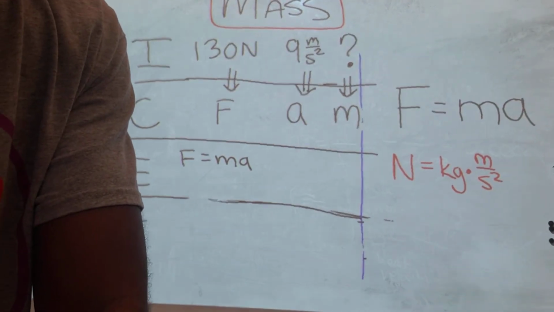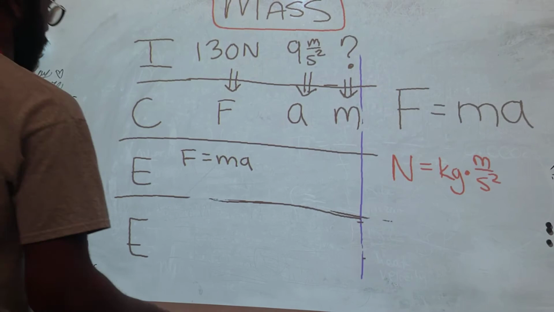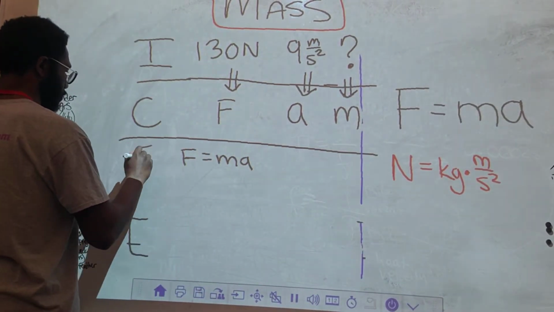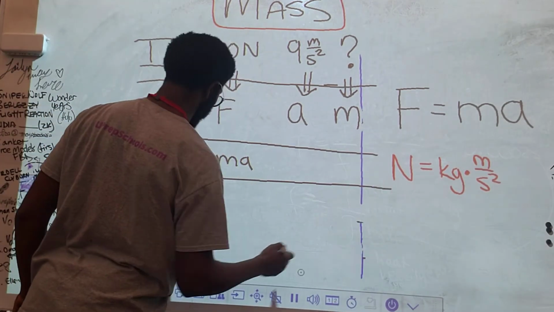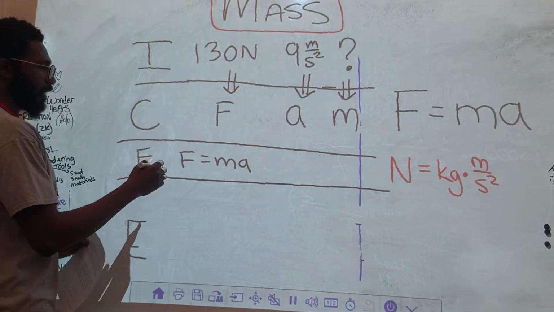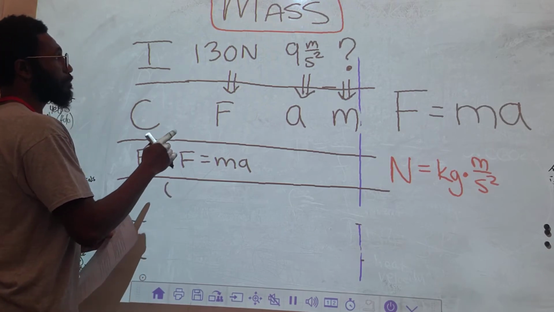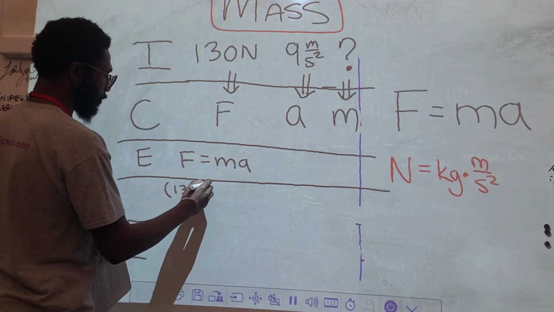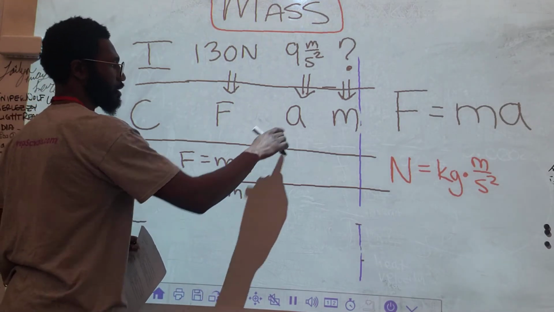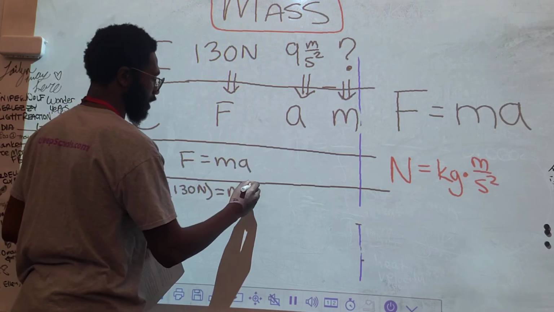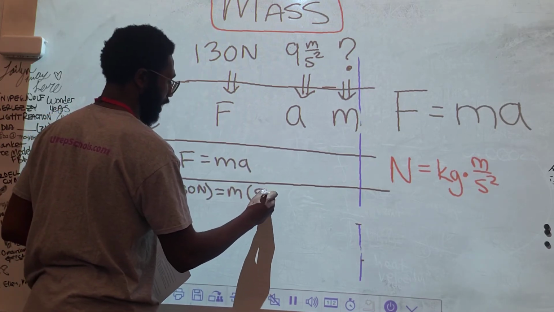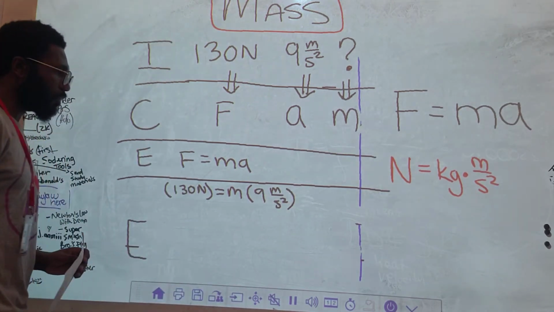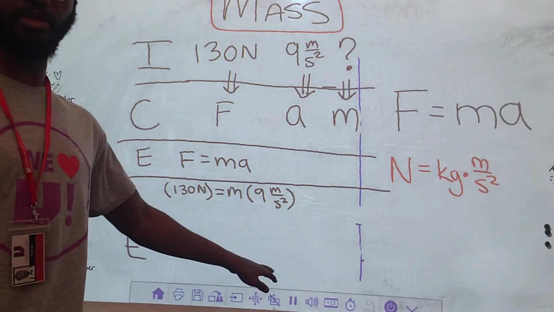Okay, so what we're gonna do is go ahead and plug this in. Let me actually make this a little shorter so that we've got more room. All right, so we're gonna evaluate. So I have a force, so I'm gonna plug that number in, 130 newtons. I don't know my mass, that's just gonna stay as M, and my acceleration is 9 meters per second squared. All right, so you see how I just plugged in my numbers in the equation?